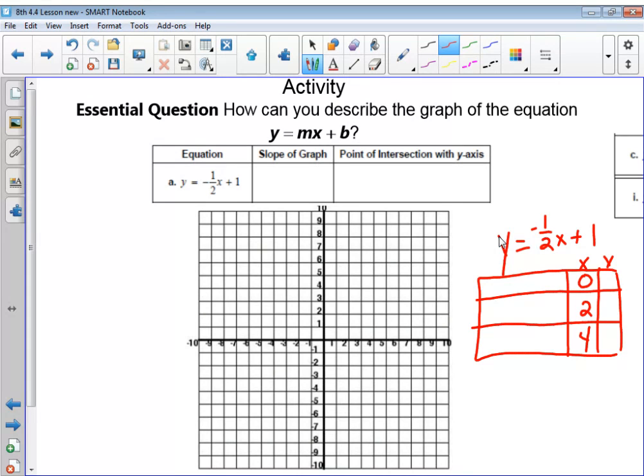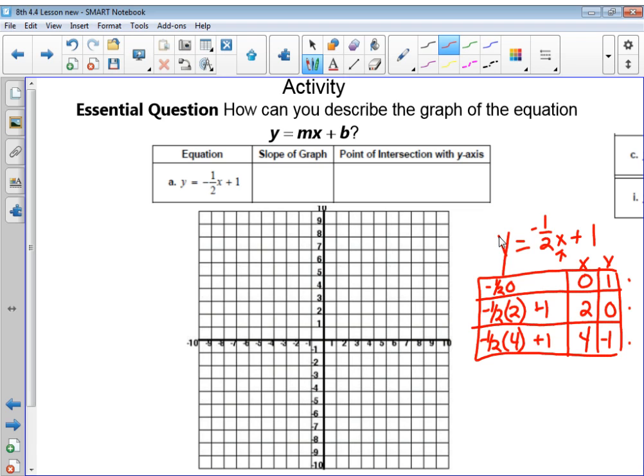We then had to substitute in for every single one of these to find what our y is. So negative half of 0 is 0, plus 1 gives me 1. Negative half of 2 is negative 1, plus 1 gives me 0. And negative half of 4 is negative 2, plus 1 gives me negative 1. We would then have to plot all three of these coordinates.